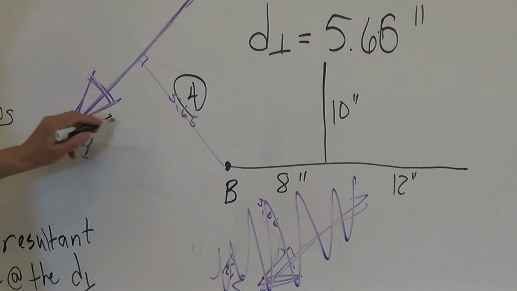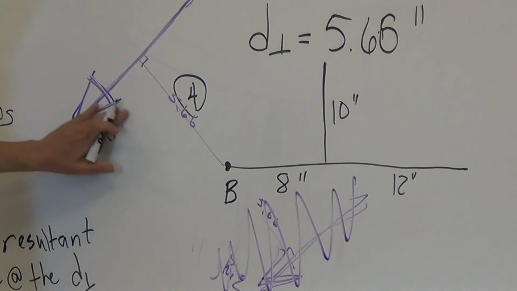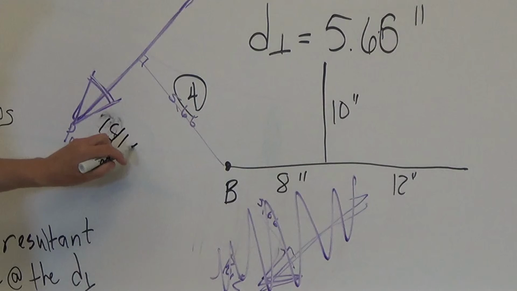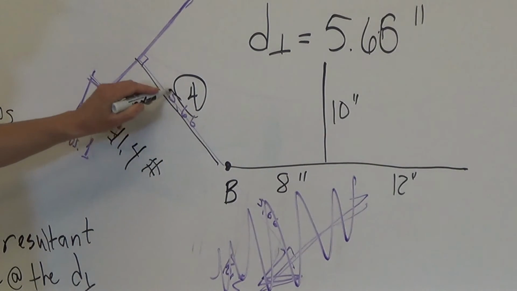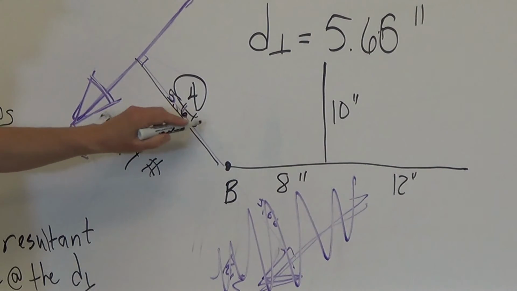And then we label it. The force is equal to 141.4 pounds. And the perpendicular distance is 5.66 inches.